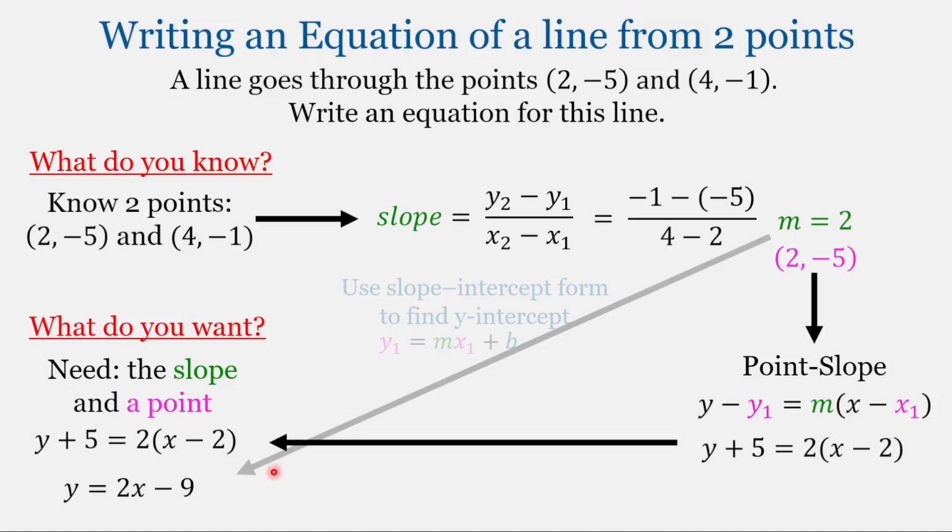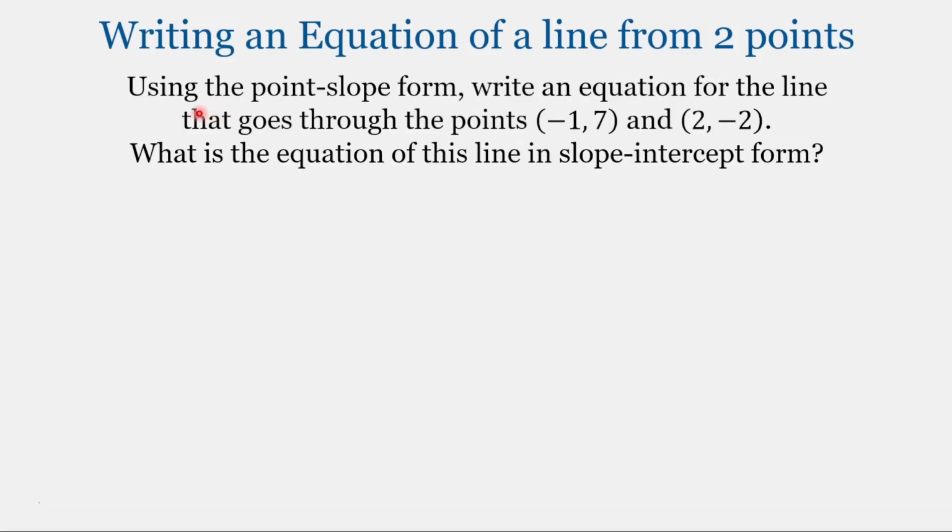So let's practice using this method to find the equation of a line when given 2 points. So in this example, we're going to use the point-slope form to write an equation for the line that goes through the points (-1, 7) and (2, -2). And then once we have this equation, we're going to rewrite it in slope-intercept form. So in point-slope form, we have y minus y1 equal to m times x minus x1.